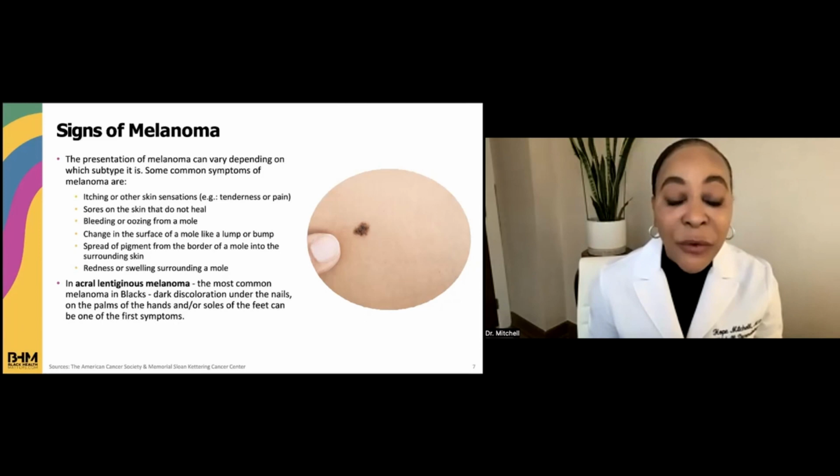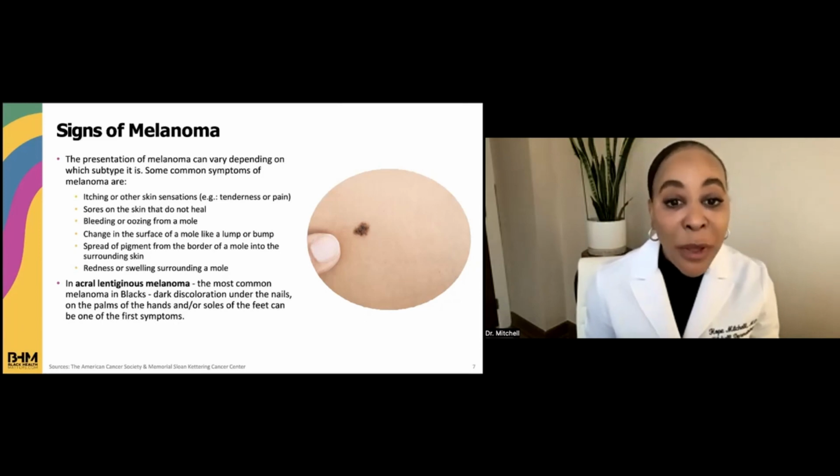So A stands for asymmetry. When we look at a mole, if the mole is asymmetrical, that means that if we were to fold it on its vertical or horizontal axis, it would not match on all sides.